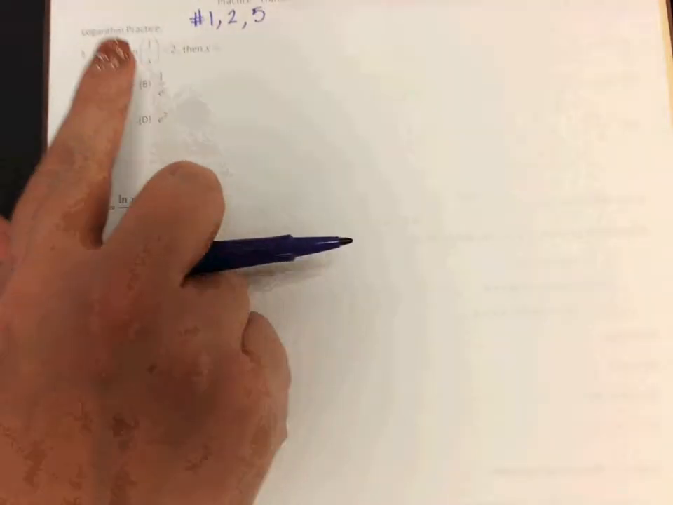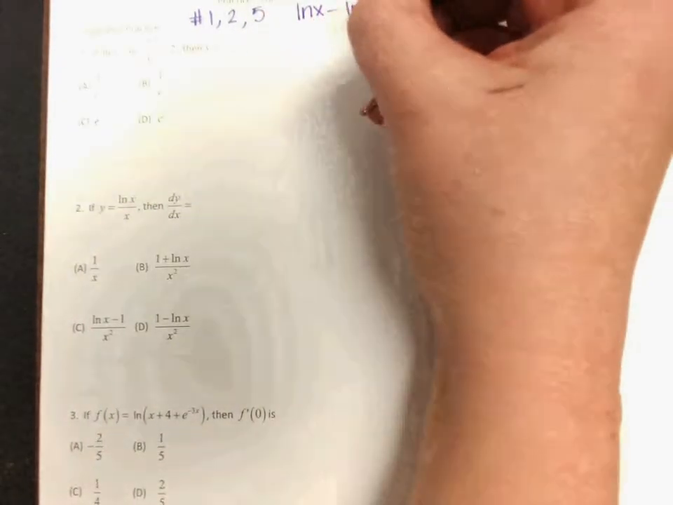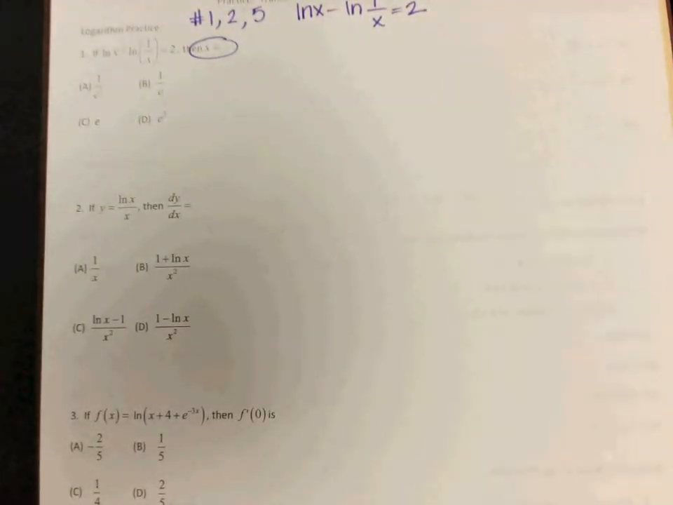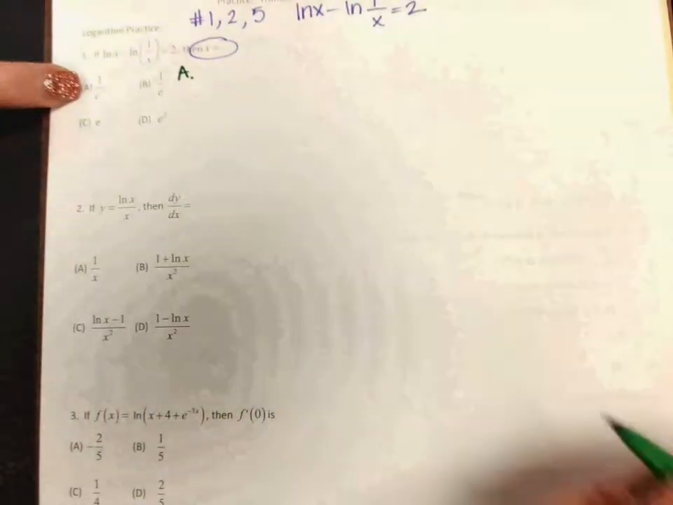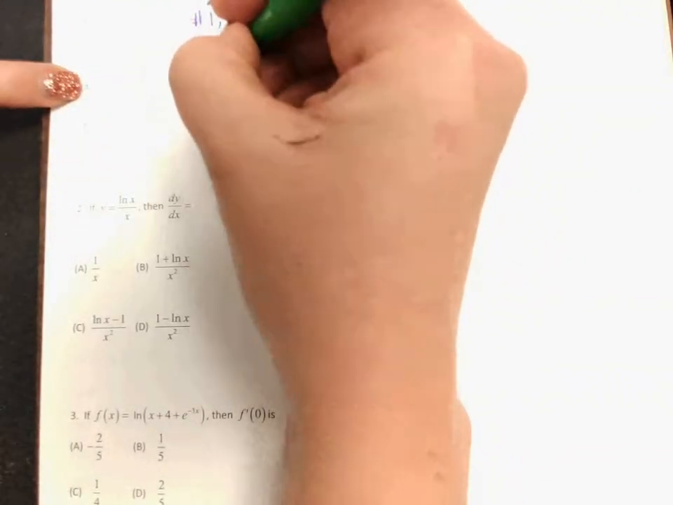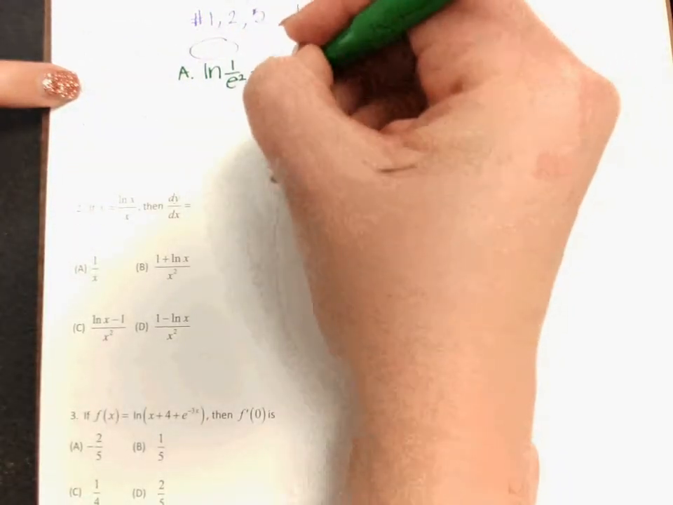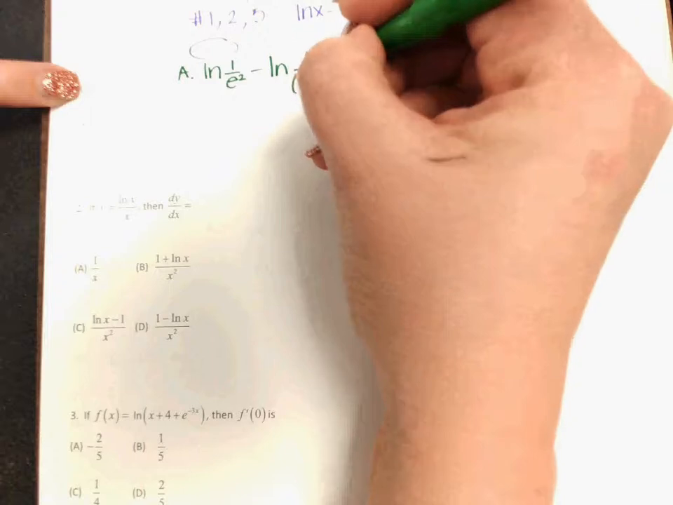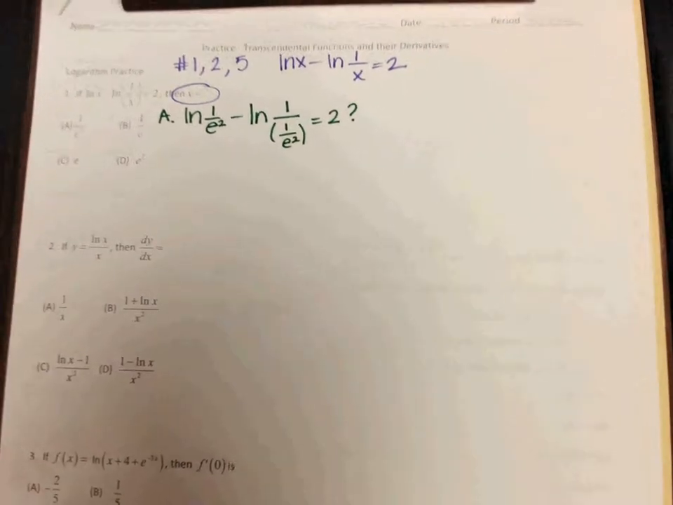So for this first one, it says that ln x minus ln of 1 over x equals 2, and it asks you to solve for x. Now, as far as algebra goes, I would just take turns plugging each of these in one at a time. So for example, I'm going to start by plugging in A. If I'm trying out answer choice A here, that would be the ln of e squared minus the ln of 1 over e squared. And I want to know, is that equal to 2? So we're checking to see if the answer choice for A is correct.